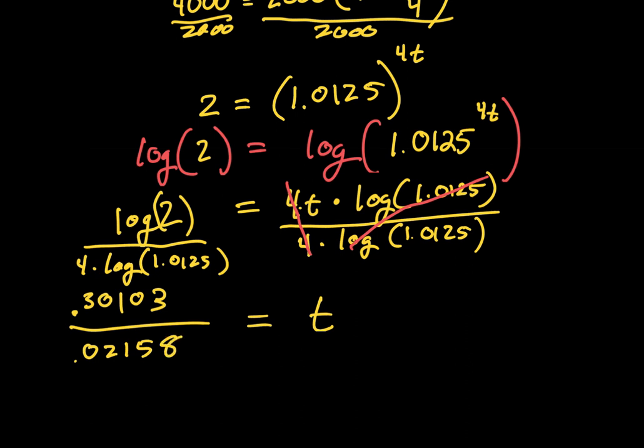0.02158. And then if I divide 0.30103 divided by 0.02158, t equals 13.949, or just under 14 years to double. So if you are investing at a 5% interest rate compounded quarterly, you can expect your initial investment to double in about 14 years, just under.